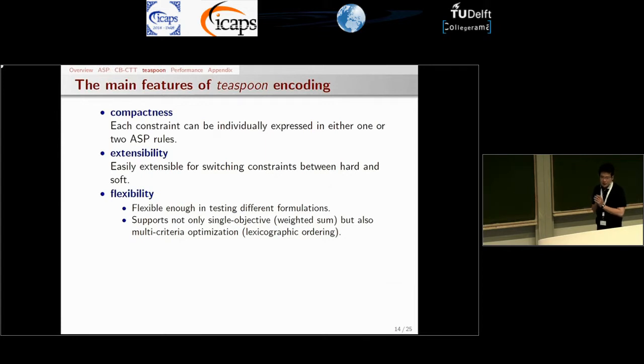So the main features of teaspoon encoding are, one, compactness, in the sense that each constraint can be individually expressed in either one or two ASP rules. Extensibility, in the sense that it is easily extensible for switching constraints between hard and soft. And the third one is flexibility, in the sense that it is flexible enough in testing different formulations and supports not only single objective, but also multi-criteria optimization.